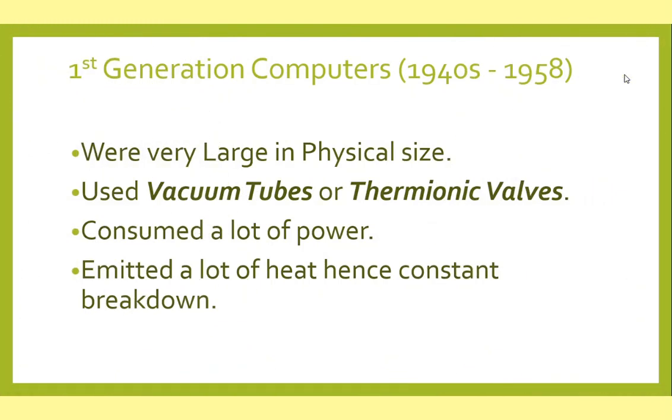The first generation computers were very large in physical size. They used vacuum tubes or thermionic valves. Since these computers were very big, they also consumed a lot of power. Vacuum tubes required a lot of power to maintain. Again, first generation computers emitted a lot of heat, and therefore there were constant breakdowns when they were in use.